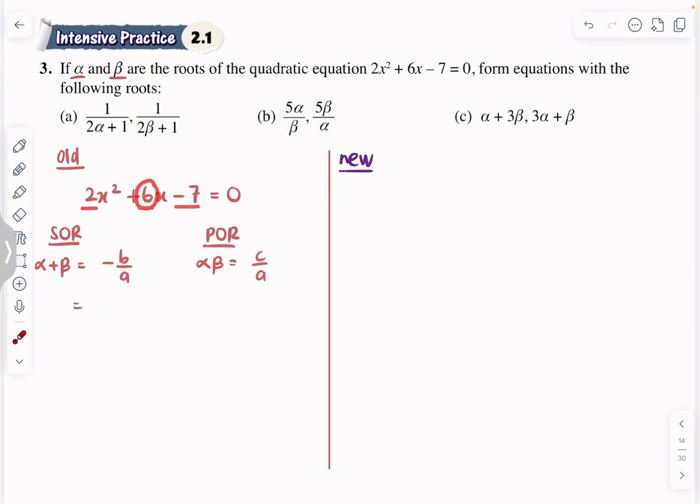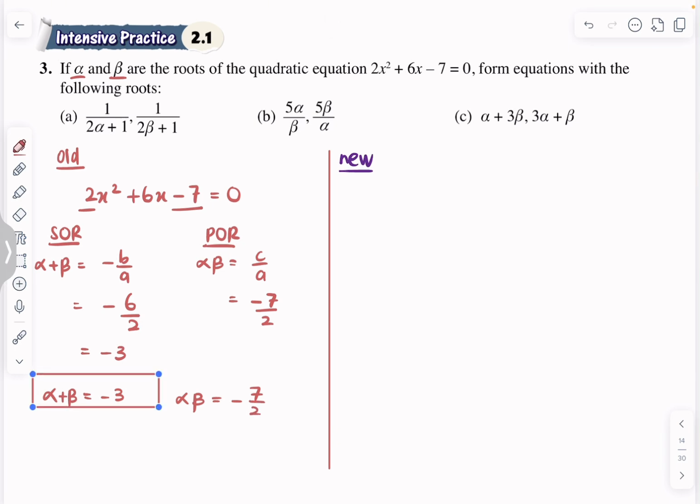So we want negative b over a. So negative 6 over 2, negative 3. And then product of roots is c over a, negative 7 over 2. Done. So this is our alpha plus beta and our alpha beta. We put this in a box. We will need this, we'll be using this in a bit.